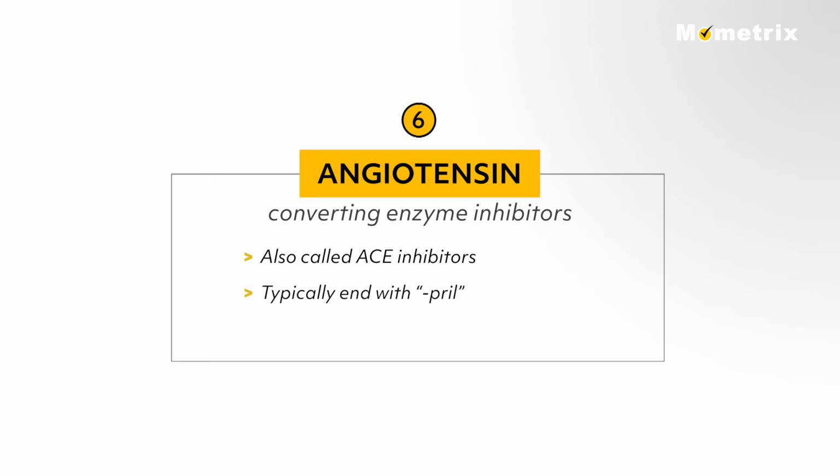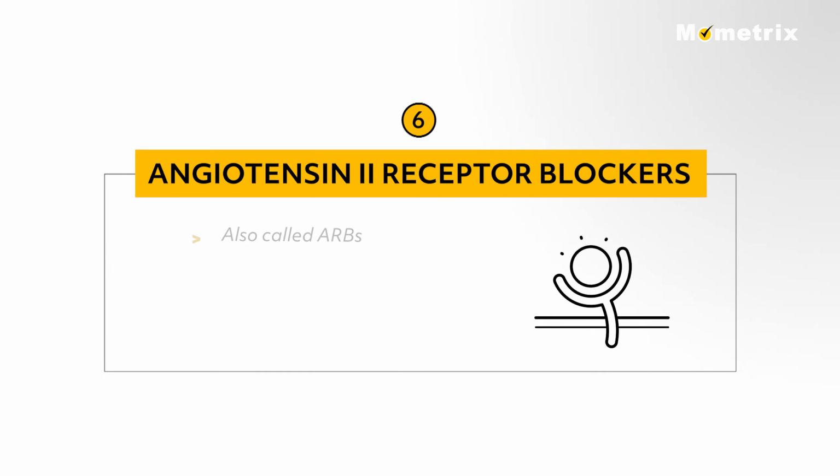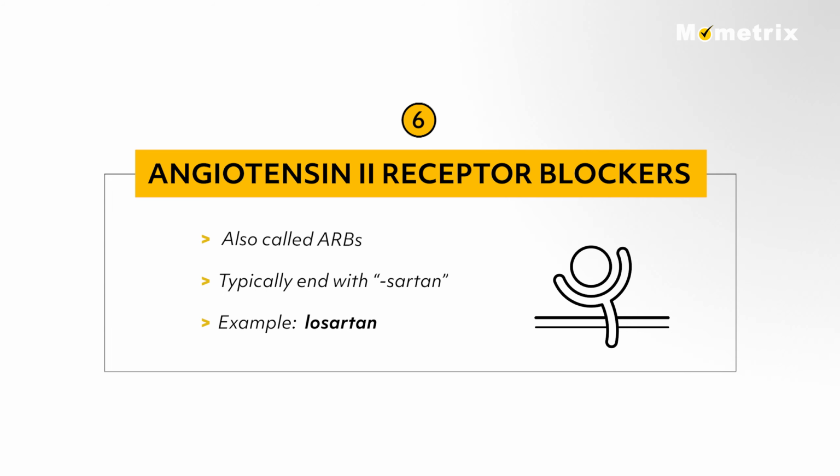ACE inhibitors typically end with pril, like enalapril. Angiotensin II receptor blockers, also called ARBs. ARBs typically end with sartan, like losartan.